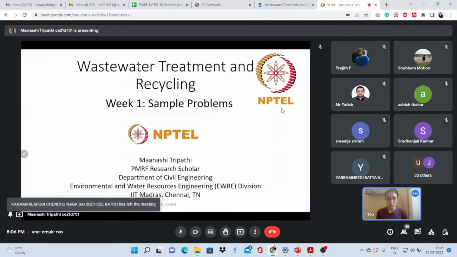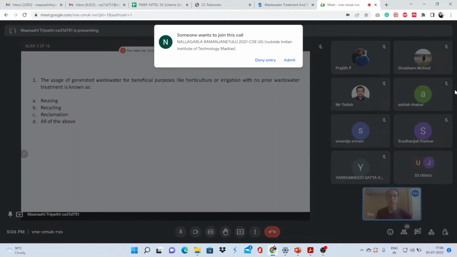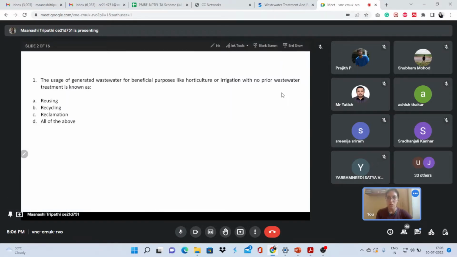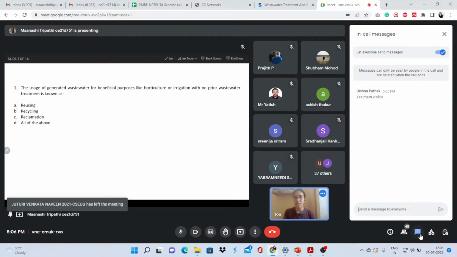So coming to the first question. The usage of generated wastewater for beneficial purposes like horticulture or irrigation with no prior wastewater treatment is known as. So the important point in this question is that there is no prior wastewater treatment. What can be the answer? You can answer in the chat box. Options are reusing, recycling, reclamation, or all of the above. So the key here is no prior wastewater treatment.